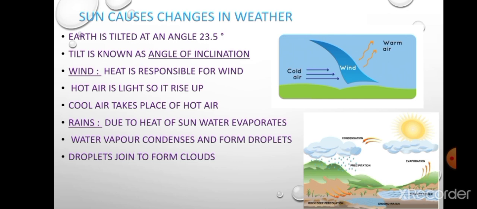We'll see about the wind, how the wind blows, how wind occurs, right? We can feel the wind and all. So we will see how this wind occurs. Heat of the sun is responsible for blowing the wind too.